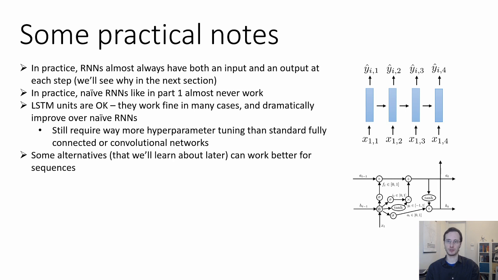There are also some alternatives to RNNs for processing sequences that can work a lot better in practice, and we'll learn about them later. These are things like temporal convolutions and transformers, which are temporal attention models. So we'll learn about those later.